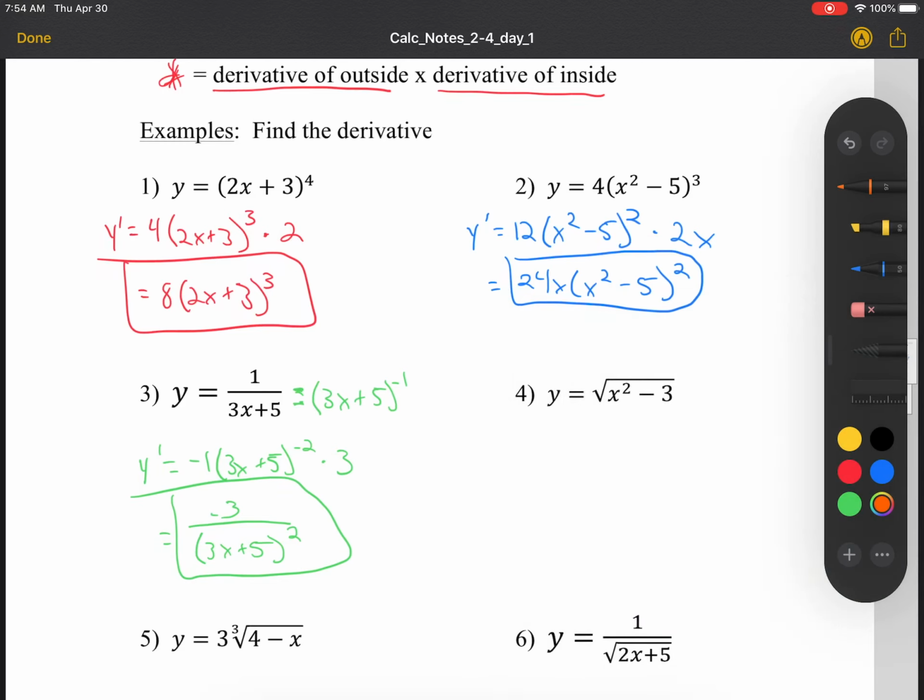All right, on to 4. Again, I rewrote this one as x squared minus 3 to the 1/2. And then when we take the derivative, it equals 1/2 times x squared minus 3 to the negative 1/2, right? We subtract 1 up there, times the derivative of our inside, which is 2x. So our final line is going to be x over x squared minus 3 to the 1/2.